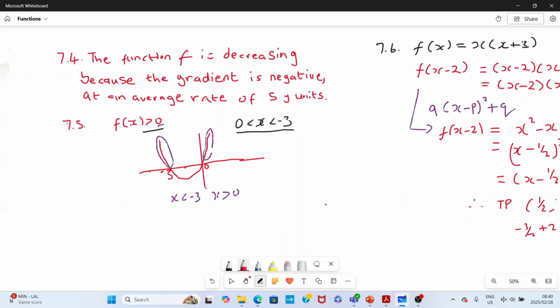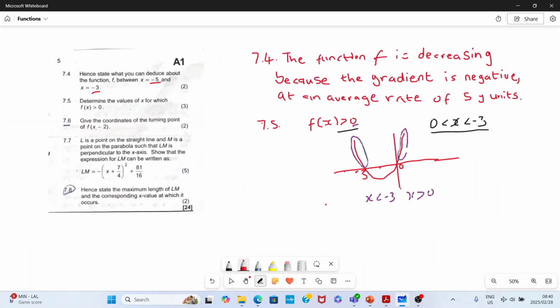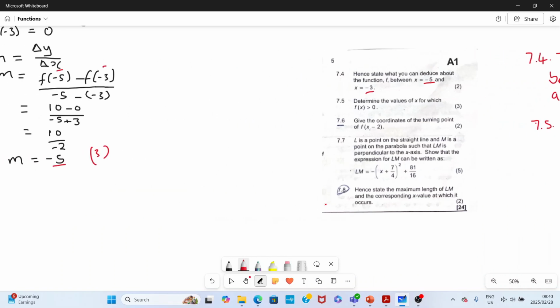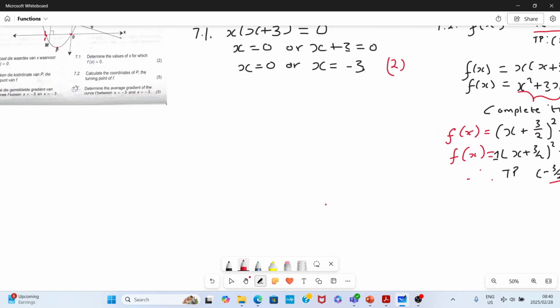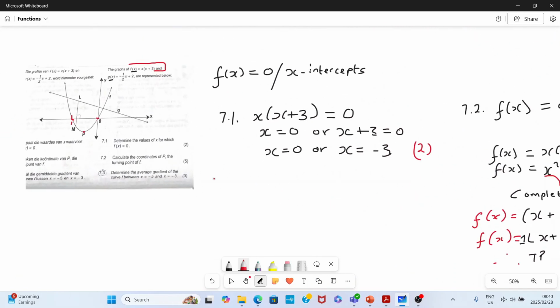So we can move on to the next question, which is 7.7. Question 7.7 says L is a point on the straight line and M is a point on the parabola such that LM is perpendicular to the x-axis. Show that the expression for LM can be written as what is given there. If we look at our original function, this is LM. LM is this distance that is perpendicular to the x-axis. They want us to find this distance here.